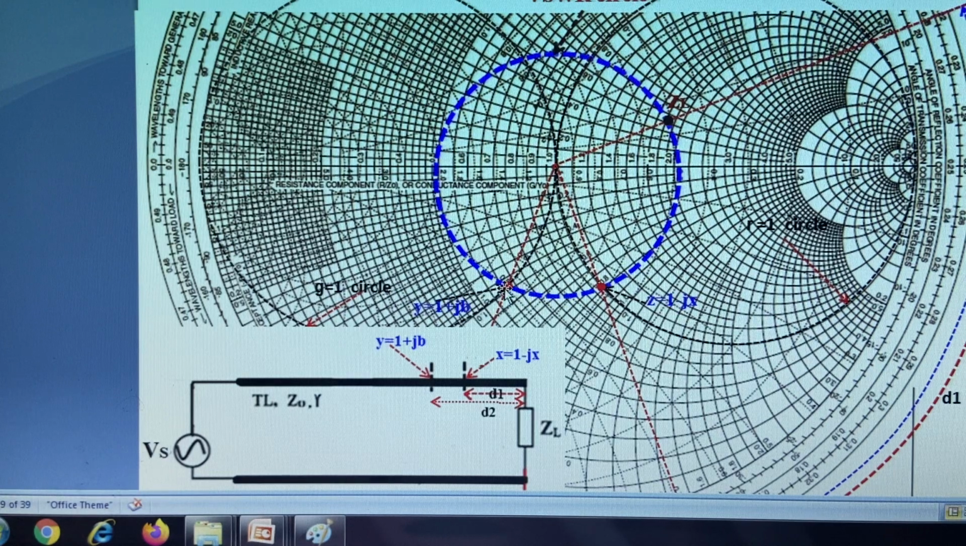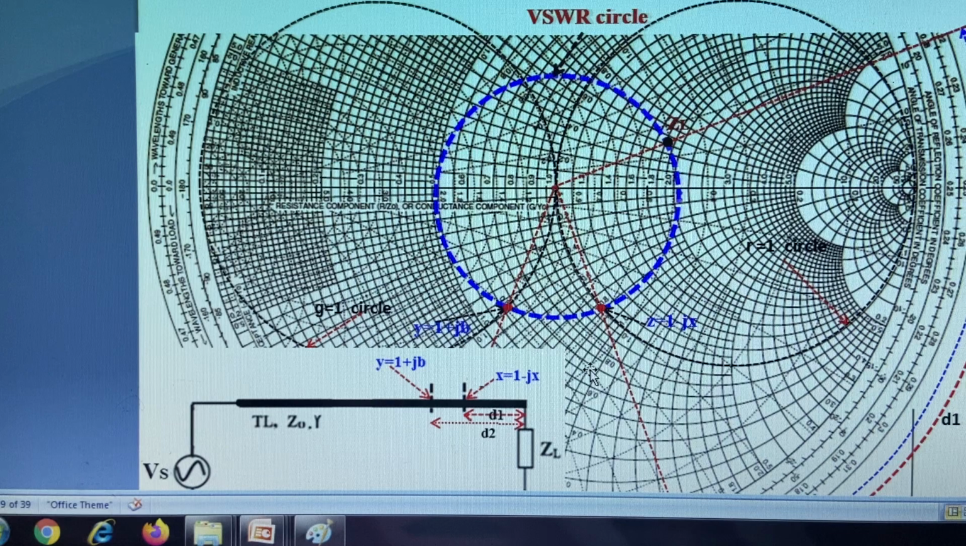So b may be something here. So we have to read the value of b. What is the b value? The real value is 1 only, but b has some value. We have to read what is the susceptance here. Similarly, you can read what is the reactance here. The real value is 1, but the reactance takes some value that we can read here. The b value and x value you can read at this position. So you can find out the distance of these positions at which the impedance may be like this or the admittance may be like this over the transmission line using a Smith chart.